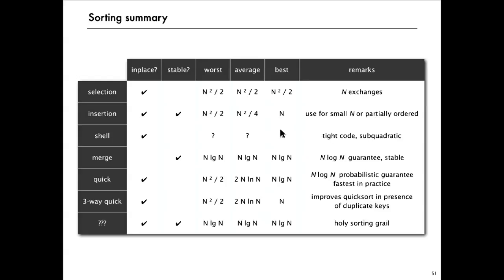Shell sort, we don't know its running time. It's not stable. But it's a fast method for intermediate size files and not much code. Merge sort: n log n guarantee and stable, but not in place. Need that auxiliary array. Quicksort: not stable. Quadratic time worst case, but that's unlikely to occur if you do the random shuffling. And it's the fastest and most useful in practice, particularly if you make improvements to deal with duplicate keys.